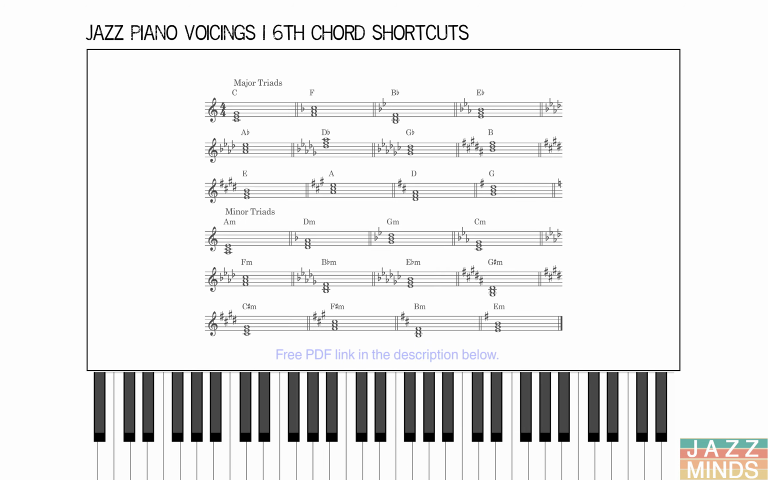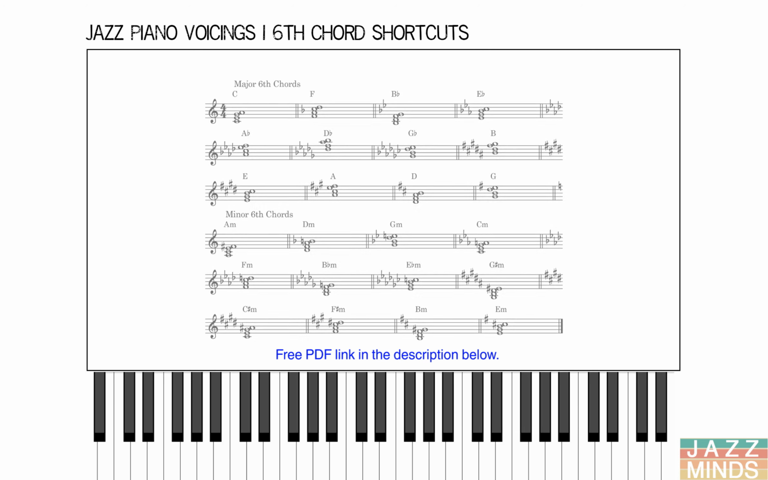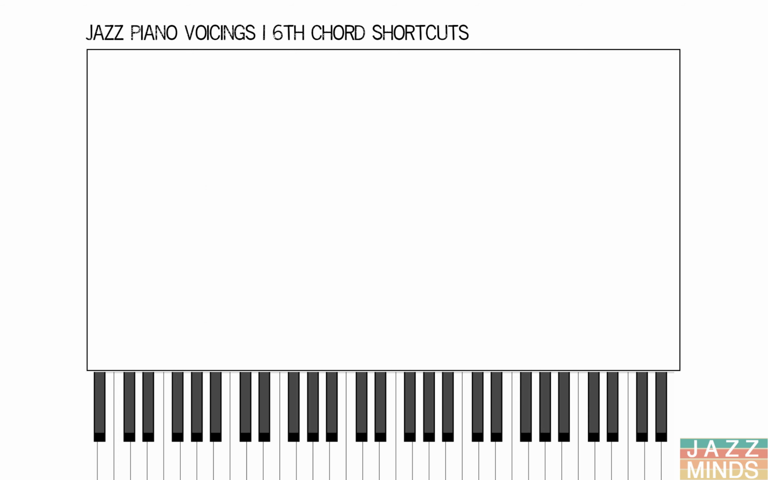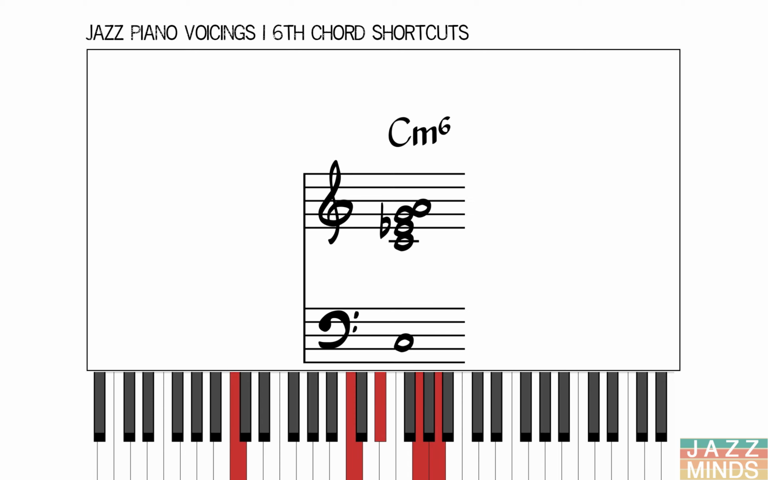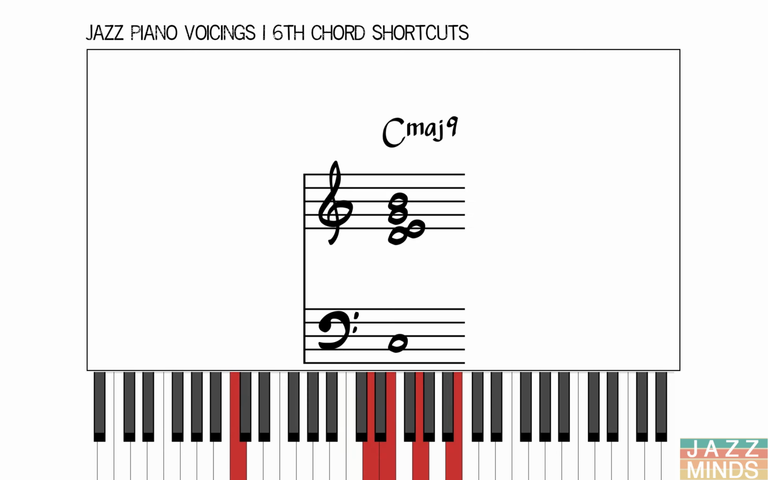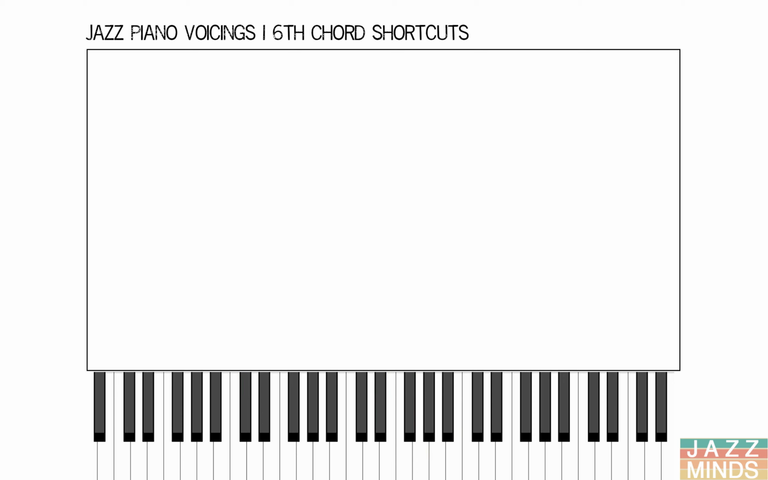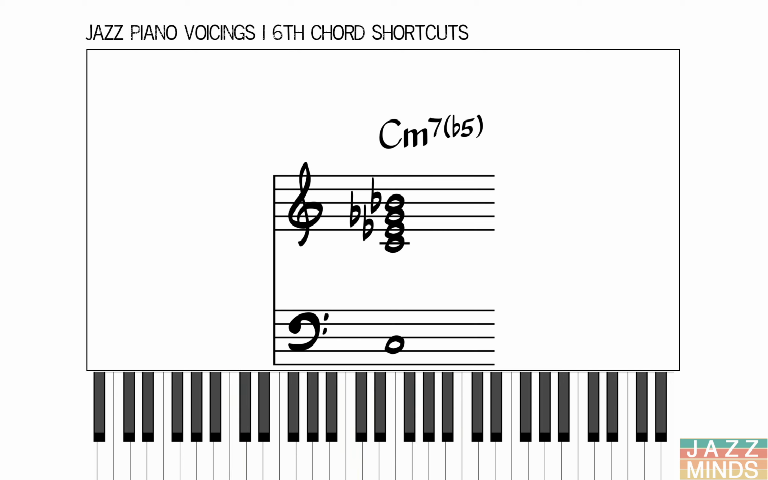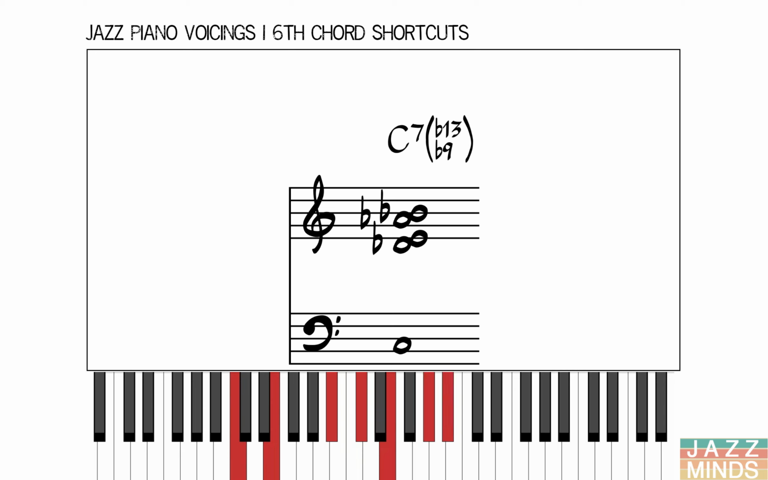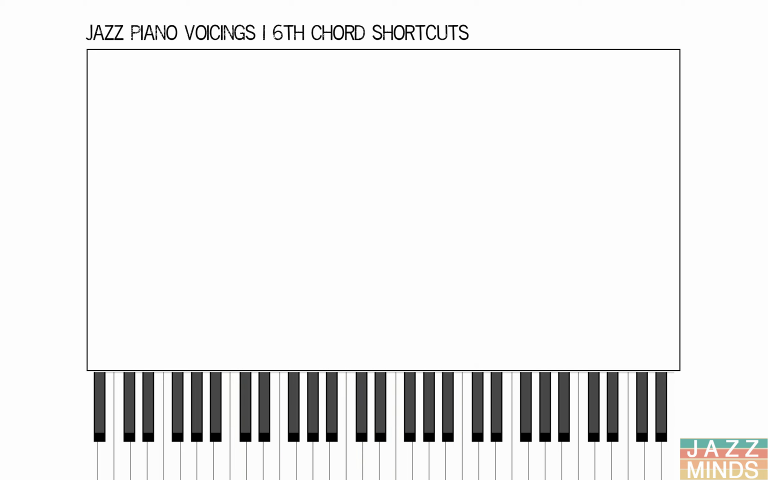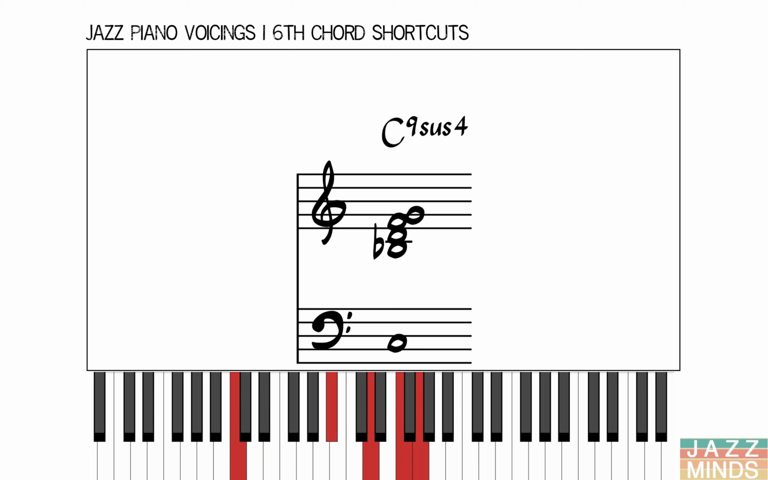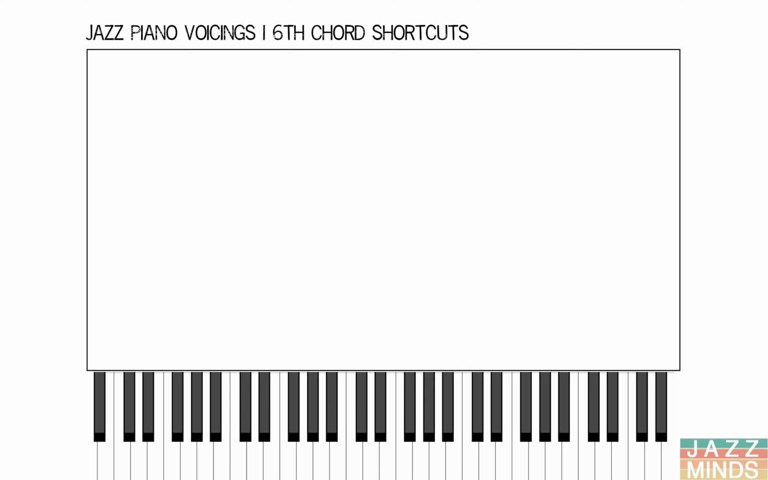If you already know major and minor triads in all keys, adding the major 6th interval to the major and minor triads will allow you to learn great voicings of these chords. Minor 6, major 6, minor 7, major 9, dominant 9, minor 7 flat 5, dominant 7 flat 9 flat 13, dominant 7 suspended 4, dominant 7 suspended 4 flat 9.